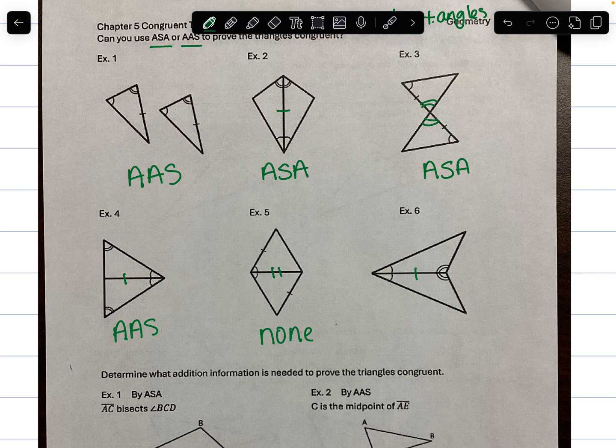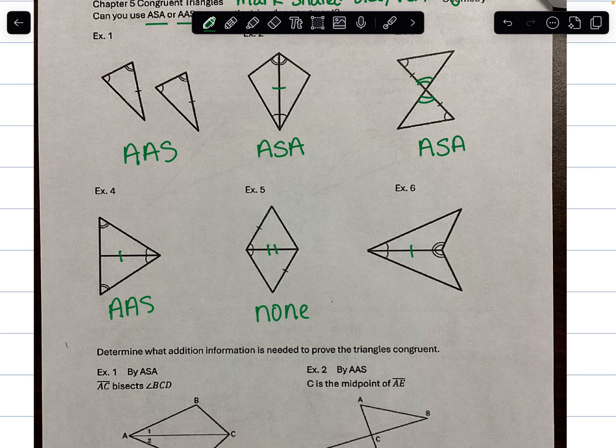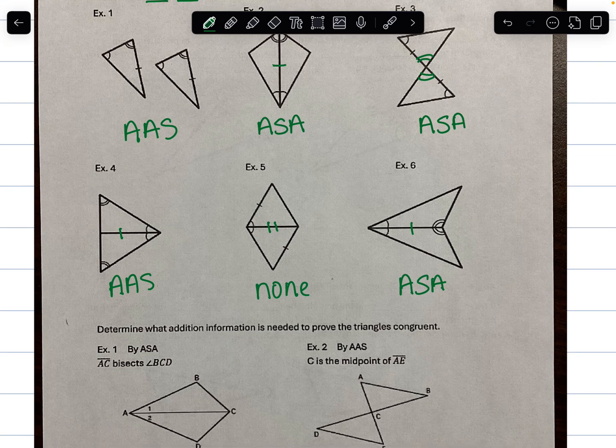Kyler, what about example 6? Angle, angle, side. Okay, so look here. If I cover this one up, what do you notice is between the two angles? Side. Angle. Yeah. So angle, side, angle. Here's the deal, you guys. I would always check angle, side, angle first because that side is going to be between the two angles. And if it's not, then it's angle, angle, side.